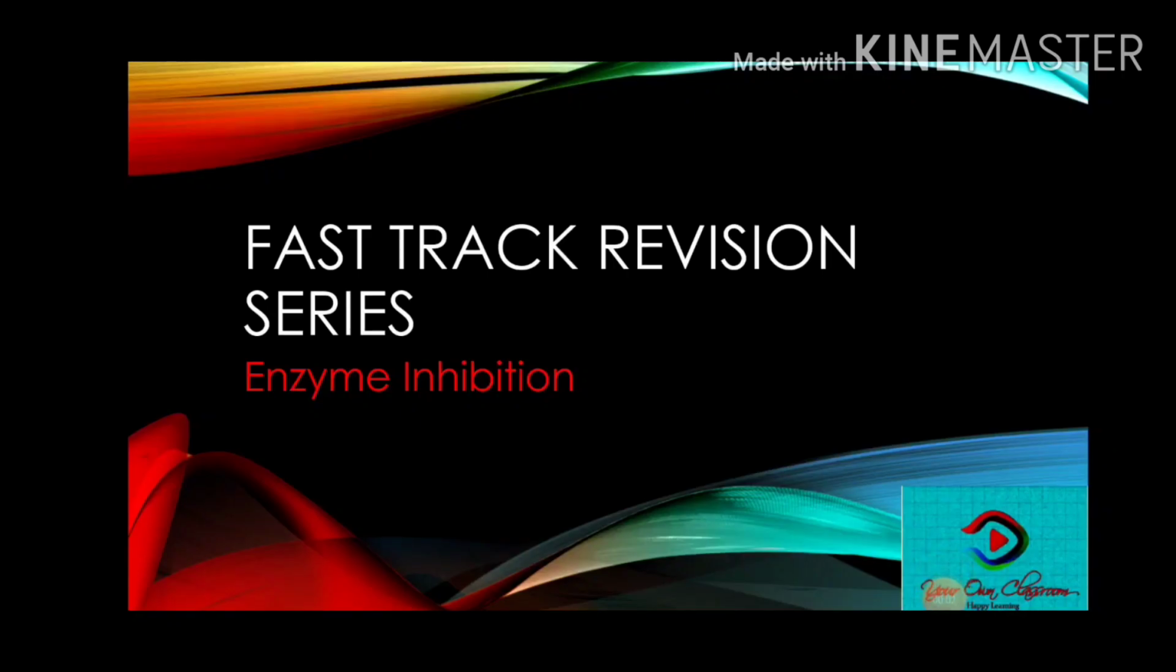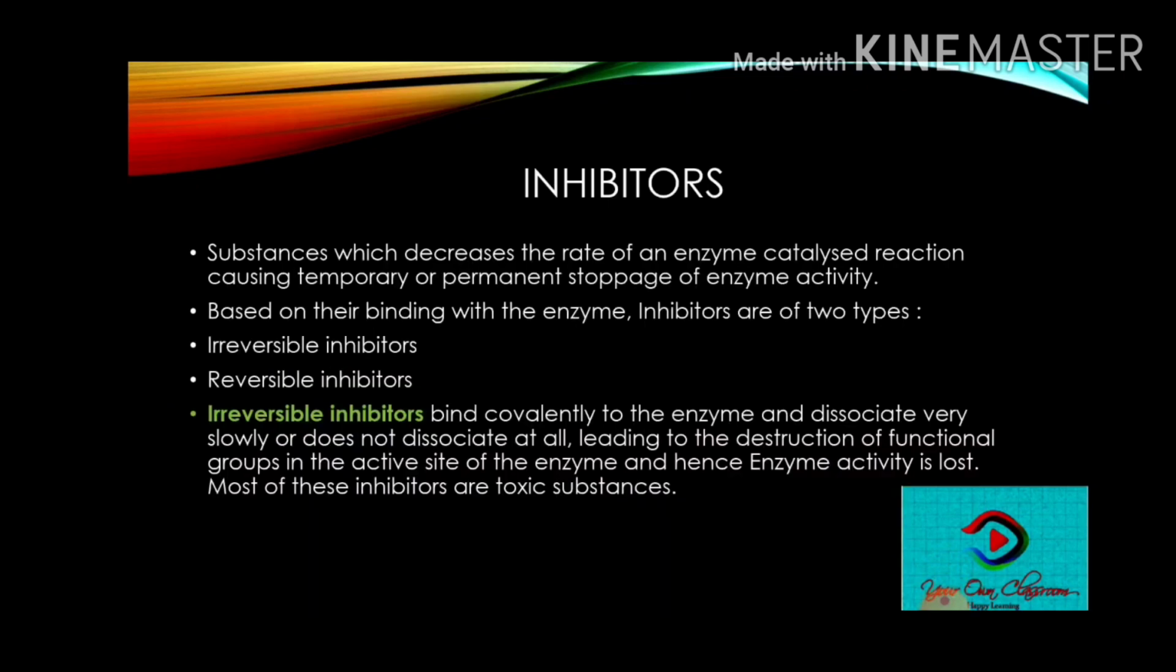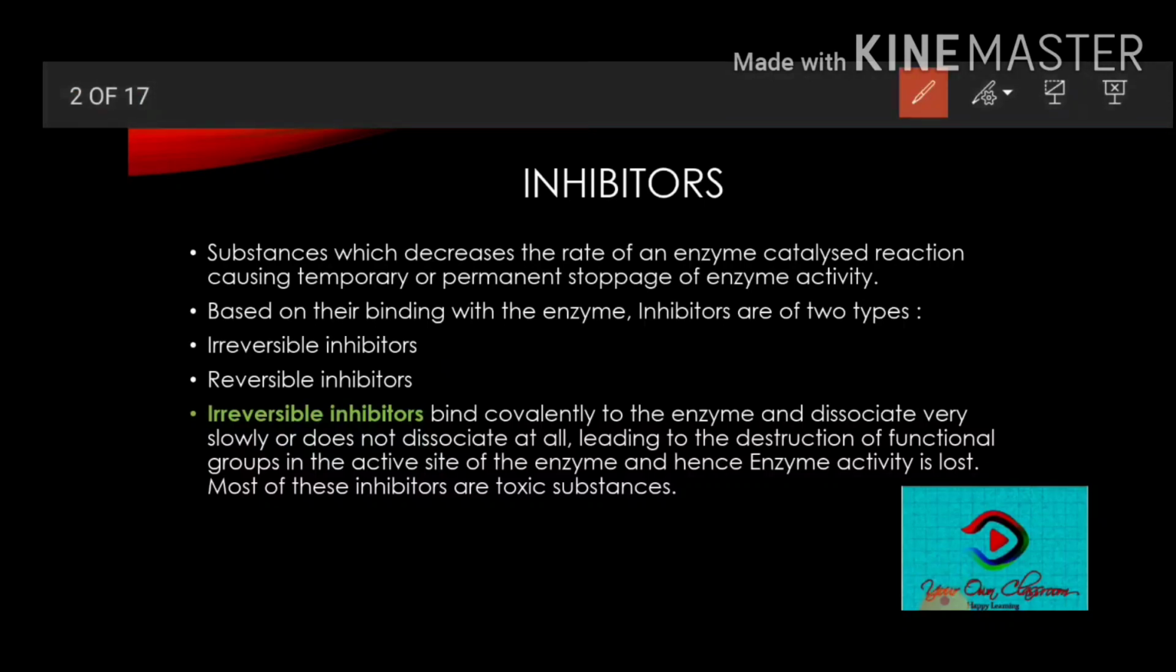Channel. Today in the fast track revision series we will be learning about enzyme inhibition. So let's see what inhibitors are. Inhibitors are the substances which decrease the rate of an enzyme catalyzed reaction, causing temporary or permanent stoppage of the enzyme activity. And based on their binding with the enzyme, inhibitors are of two types: irreversible inhibitors and reversible inhibitors.